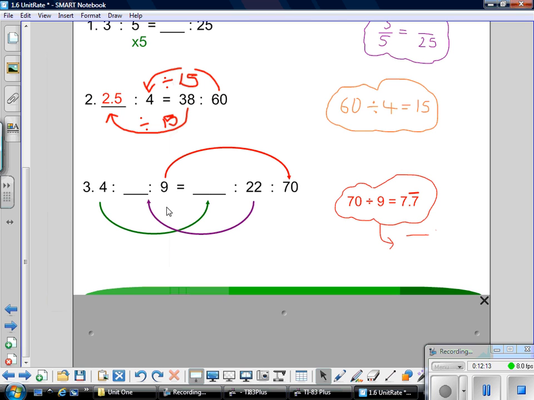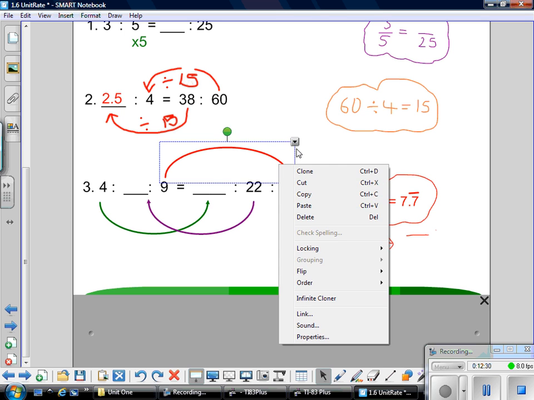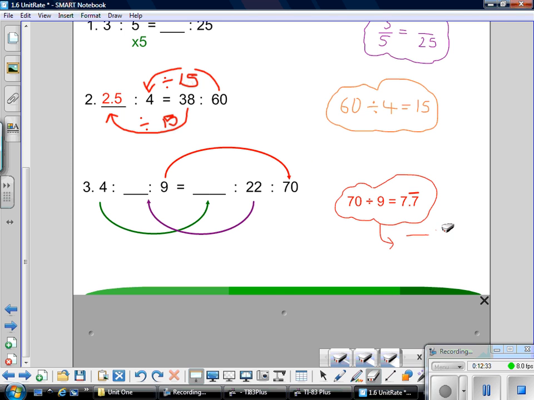Now, the thing is, when I go one way, I'm going to multiply. When I go the other way, I'm going to divide. So if I take 9 and multiply it by 7.77, I should get 70. So when I go in the one direction, I'm going to multiply. When I go in the reverse direction, which I need to do in order to solve the middle term here, I'm going to divide.